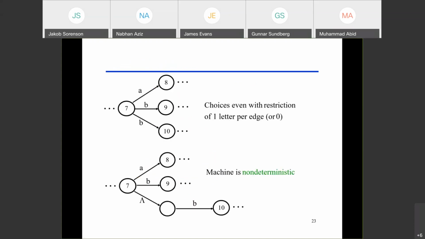So now let's see this. Even with the restriction of one letter per edge, you can extend the number of states. Look at this one. If you delete this here and put lambda here, and put a new state and put b here, it is the same thing, because you reach from here to here by b. And you reach from here to here without any input, because lambda does not require any input. If you are here, it is lambda. So without any input you reach here, and then you need b to reach here. So it is the same thing.